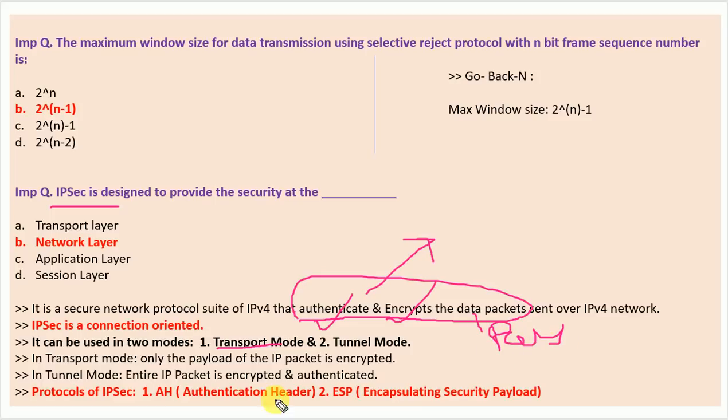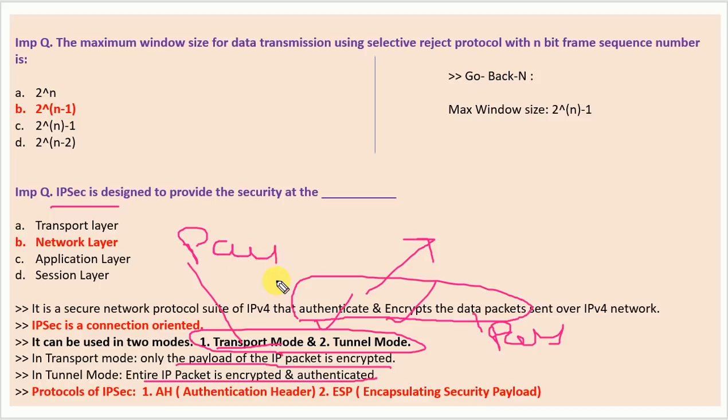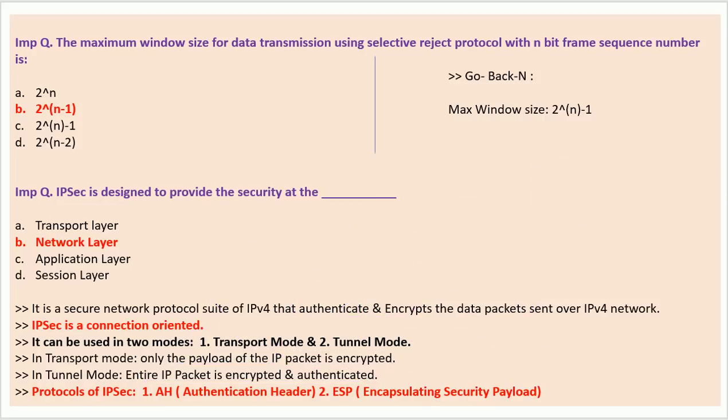Okay, so in transport mode, only the payload of the IP packet is encrypted. But in tunnel mode, the entire IP packet is encrypted and authenticated. So that is the basic difference between tunnel mode and transport mode. In transport mode, only the payload is encrypted and authenticated, and in tunnel mode, the entire IP packet is encrypted and authenticated.